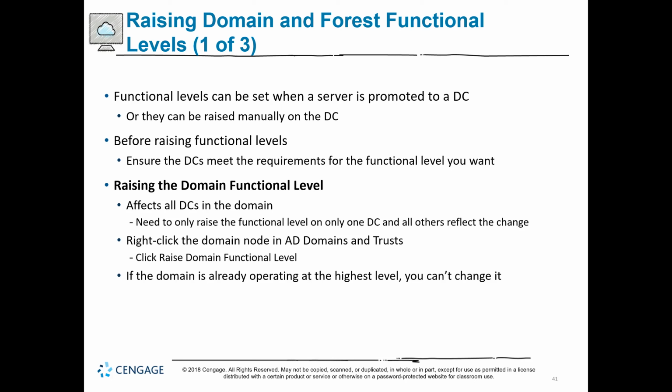If the domain is already operating at the highest level, you can't change it. So that is nice. If it's at as high as it can go, then you can't really try to force it any higher.